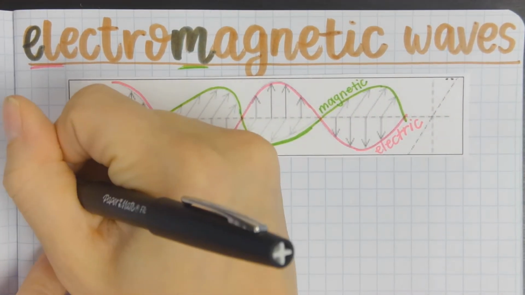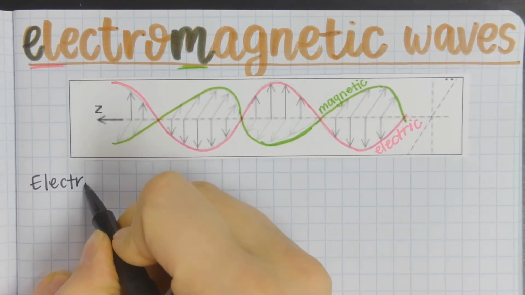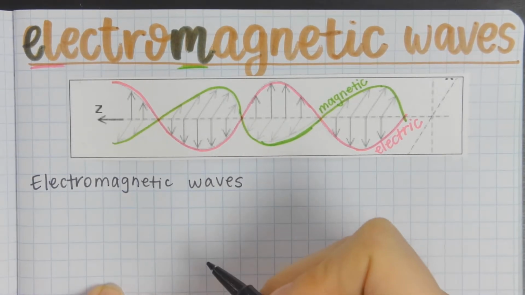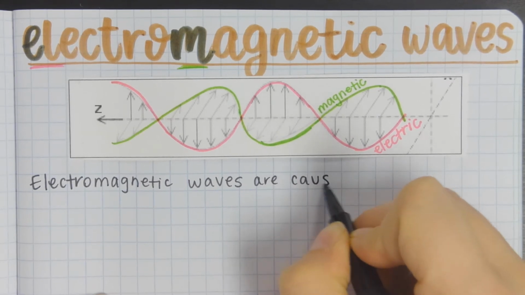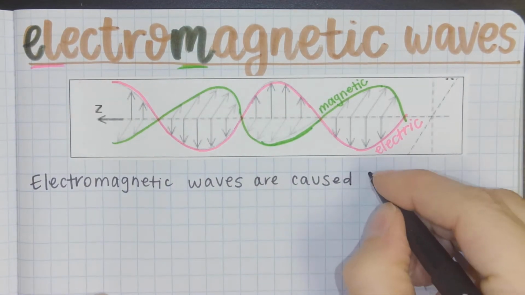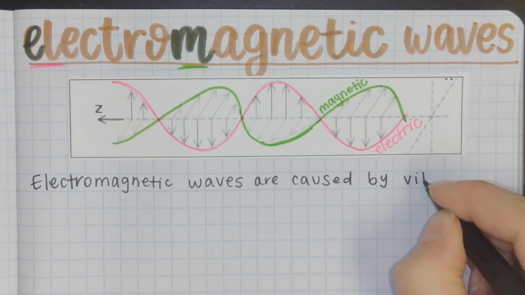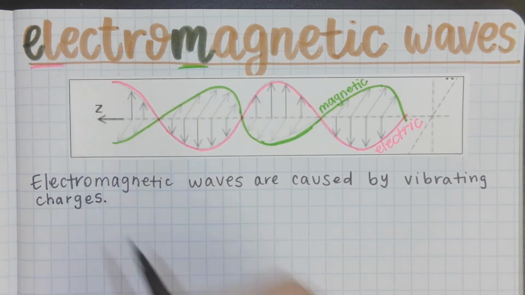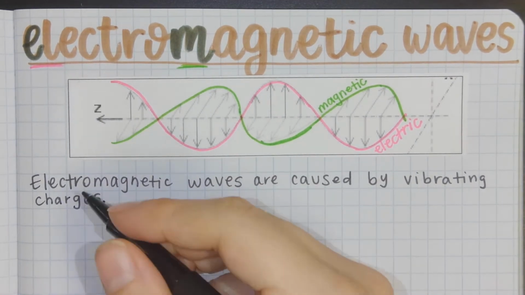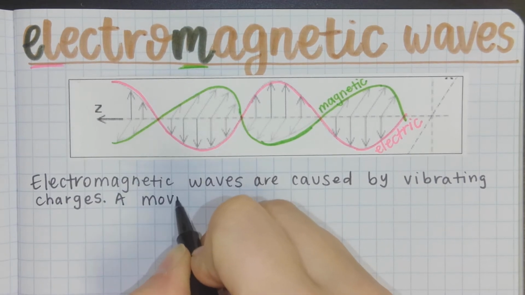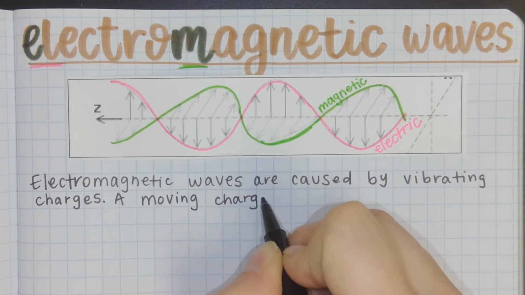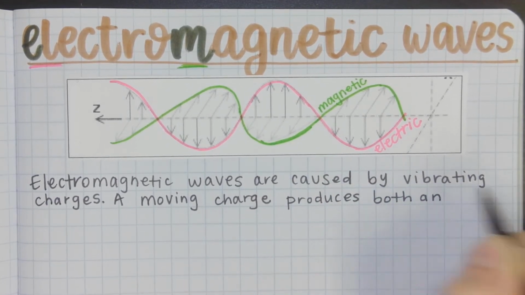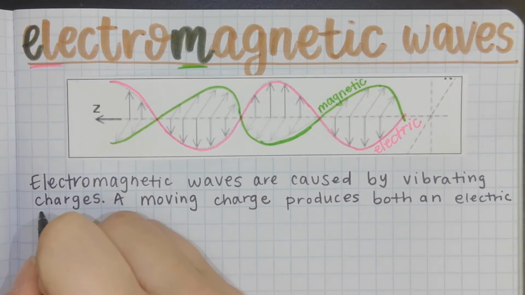So, for definitions here, we're going to say electromagnetic waves, or EM waves, are caused by vibrating charges because a moving charge produces both an electric field and a magnetic field.